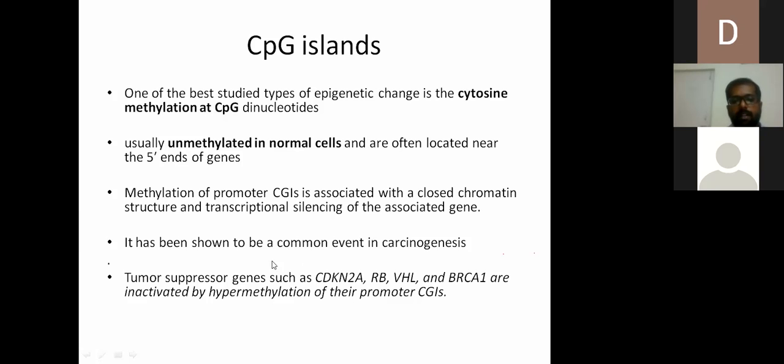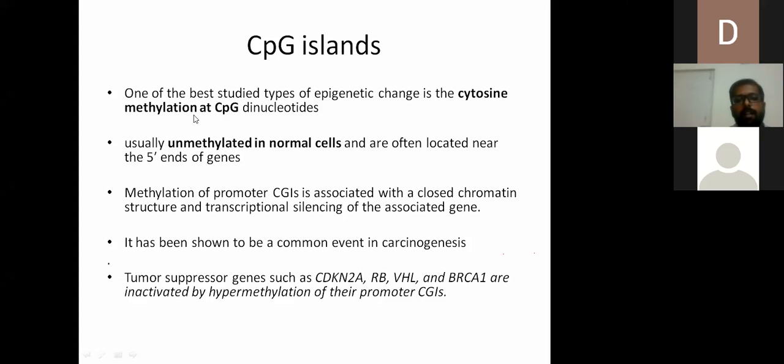So what is the associated gene? These genes like tumor suppressor genes like CDKN2A. If there is going to be a mutation in CDKN2A, you can develop a melanoma or a familial melanoma or familial pancreatic cancer. And retinoblastoma or von Hippel-Lindau or BRCA1. These are all inactivated by the hypermethylation of the promoter CpG islands.